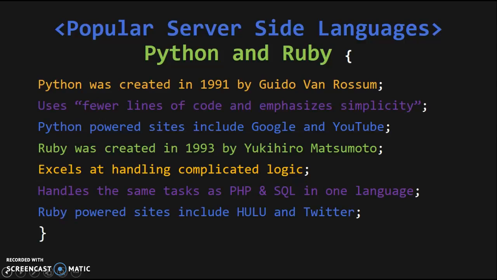Ruby can handle the back-end code and database functionality that PHP and SQL offer, but in one programming language. Ruby-powered sites include Hulu and Twitter.